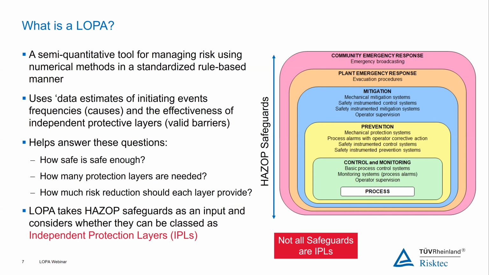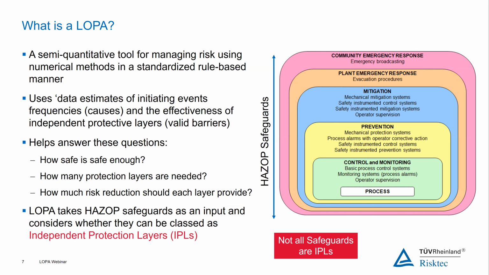So you've got your process systems, your alarms, supervision of operators, prevention with mechanical protection systems such as relief valves or specific safety instrumentation systems, mitigation systems as well. You can have emergency response. So obviously at this point, we've actually gone past preventing the actual cause, but rather mitigating the consequence. And finally, community emergency response.